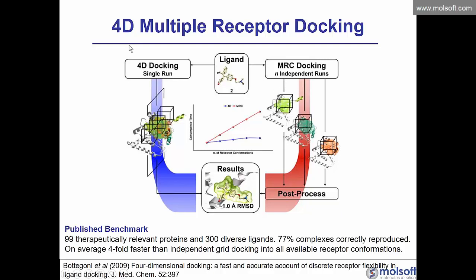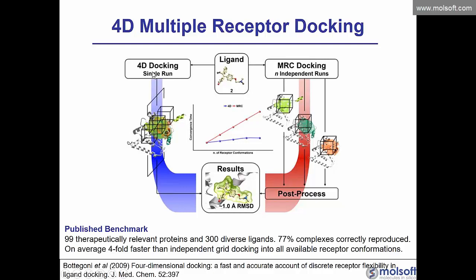Previously, before this 4D method was developed, you could do that in ICM. You could screen individually to each receptor shown here, independent runs, and then you would get the docking results, and you'd have to post-process those results. It runs fine, but it's a very time-consuming approach, and to get to convergence using this way, it takes longer.